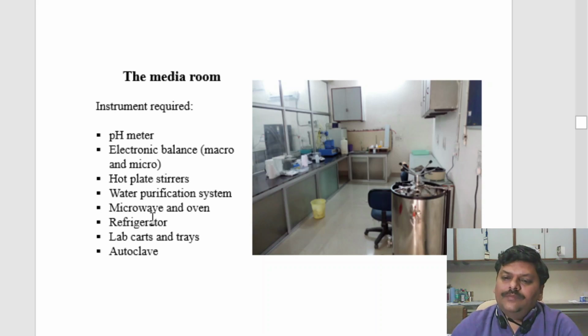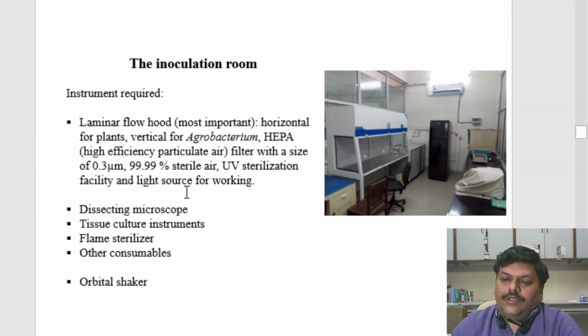So apart from these, many other things are required such as a microwave or other oven, refrigerators for keeping expensive chemicals or chemicals which need to be kept at lower temperatures, lab carts and trays, autoclaves, and certain other things. So this is how a media room looks. Then the second part is the inoculation room. I will cover it quickly.